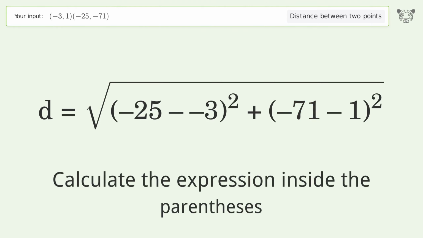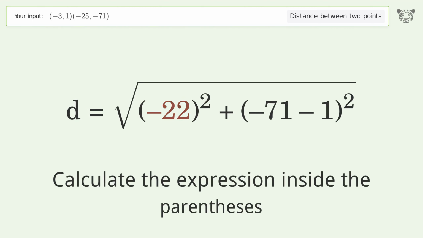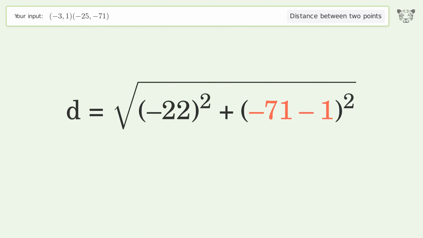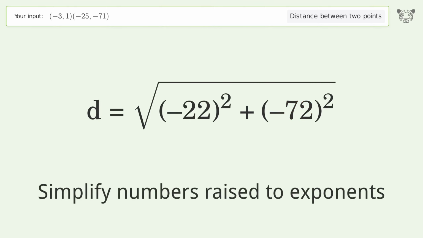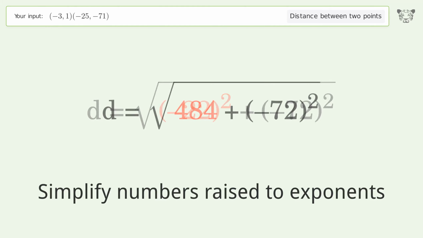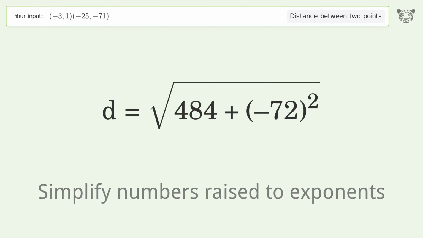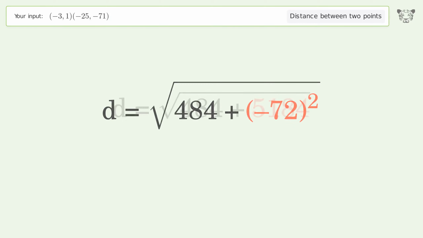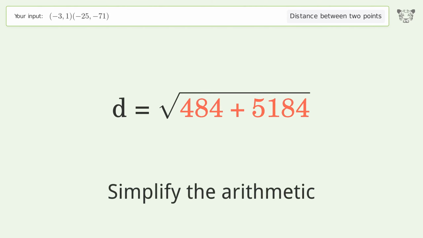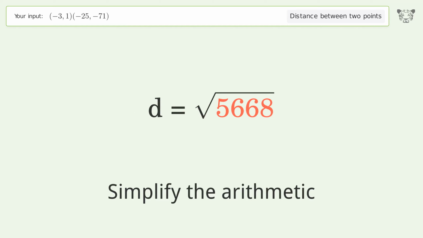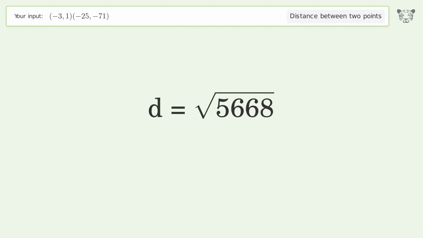Calculate the expression inside the parentheses. Simplify numbers raised to exponents. Simplify the arithmetic. And so the distance between the 2 points is the square root of 5668, or 75.286.